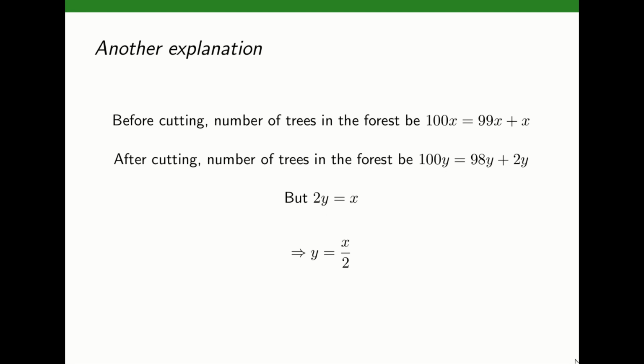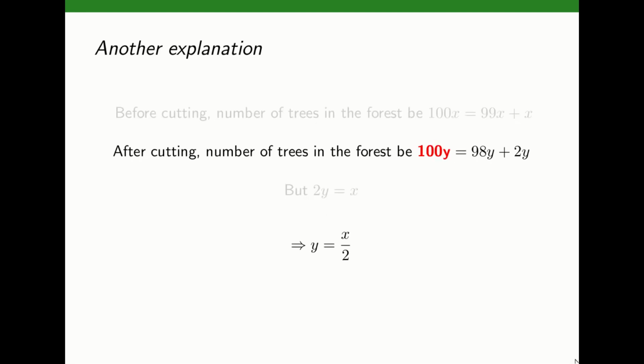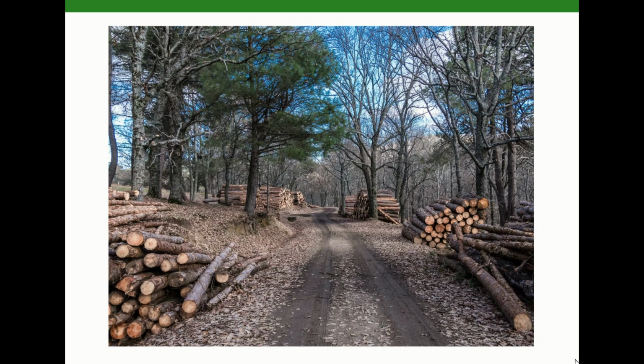So let's just replace y in this highlighted number 100y, and we would then get 50x, meaning the quantity of the forest went from 100x to 50x. So if the Forest Service agreed to this number jugglery that the logging company has done, then the trees would actually get cut down by half. So how is the problem?